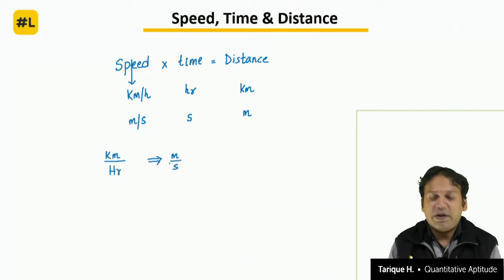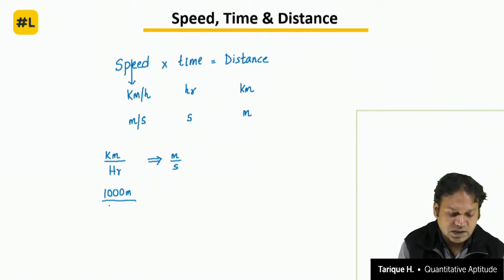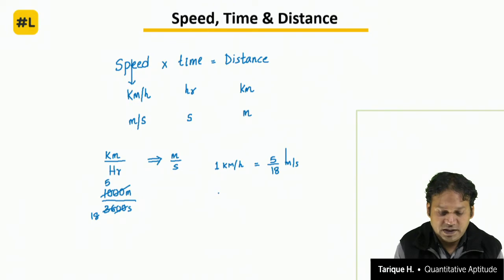So for that we have to understand that 1 kilometer is equal to 1000 meters and 1 hour is equal to 60 into 60, that is 3600 seconds. Cancel the zeros and divide by 2, we get 5 by 18. So we can say 1 kilometer per hour is equal to 5 by 18 meters per second, and the converse we can say that 1 meter per second is equal to 18 by 5 kilometers per hour.